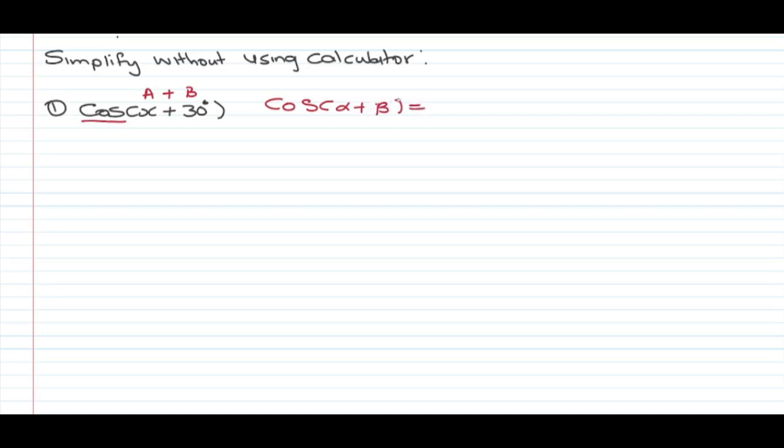So you can get this formula from your formula sheet. So this is the cos of alpha plus beta, which will be the cos alpha multiplied by the cos of beta, then you minus the sine alpha and the sine of beta. Right, so this is the compound angle that we're going to use to solve this problem.